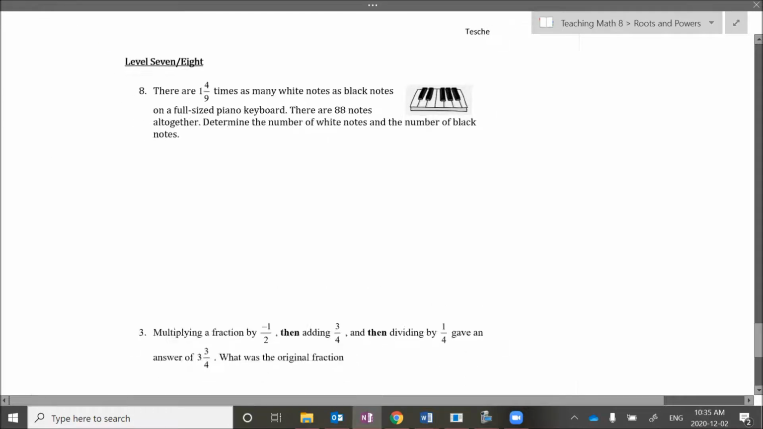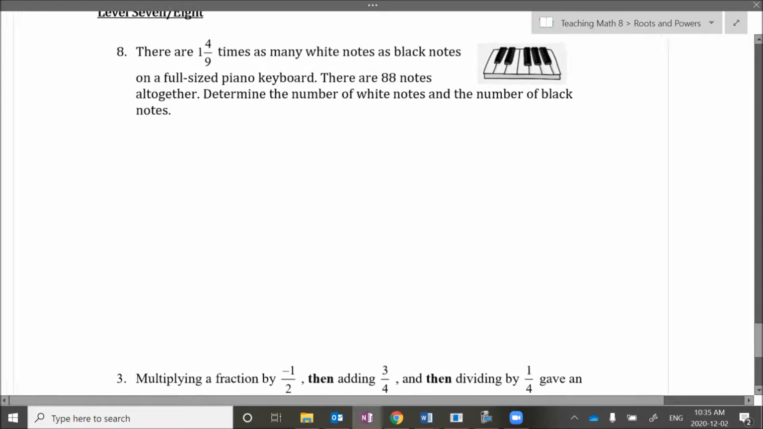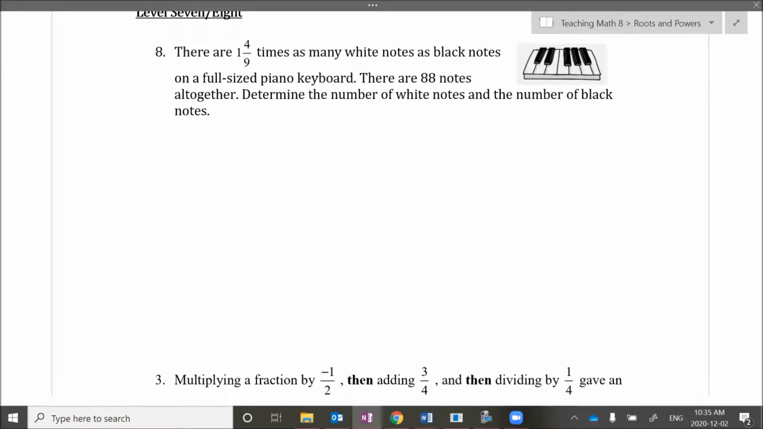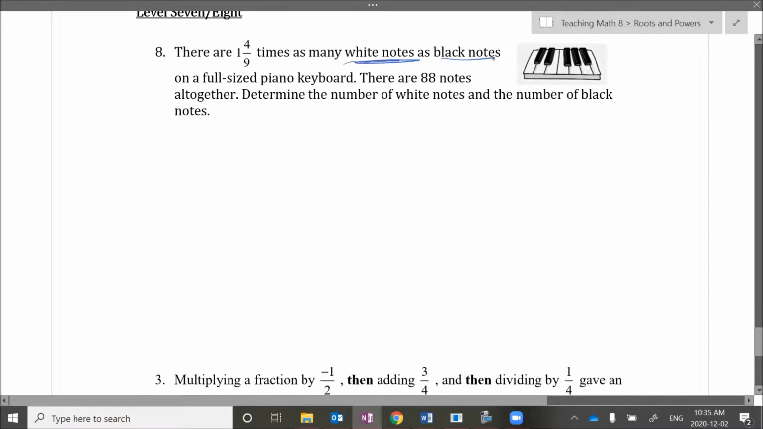Okay, our level 7-8 questions. This first one was quite a shocker, I think, to many of you. There are 1 4/9 times as many white notes as black notes on a keyboard. 88 notes altogether. So I've told you, treat it sentence by sentence. So let's look at this first sentence. I think it's always good to kind of pause and think, there's more white notes than black notes.